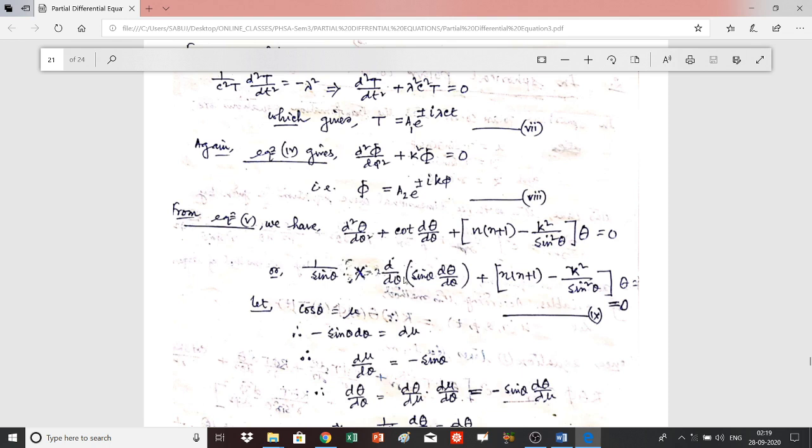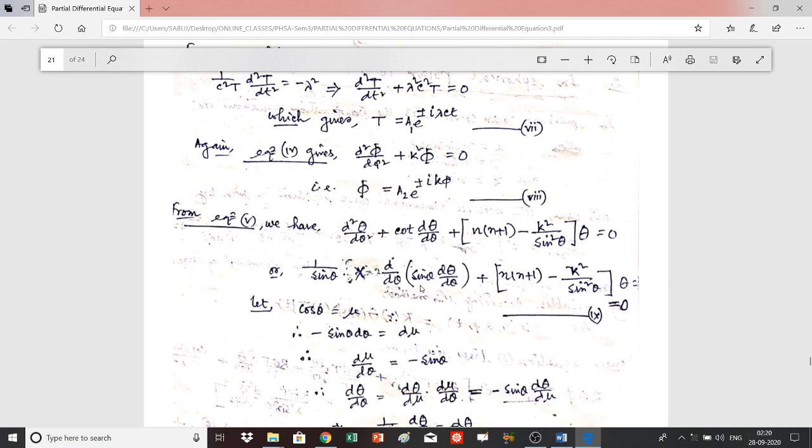Because if you differentiate this first d2θ/dθ by dt, that will give you d2θ by dθ square, and this sin theta cancels each other. Then plus this 1 by sin theta is here, and this sin theta will provide you cos theta, that will give you cot theta. Here will be theta, so cot theta dθ by dt. So this will give you cot theta dθ by dt, and then n into n plus 1 minus k square sin square theta into theta is equal to 0.